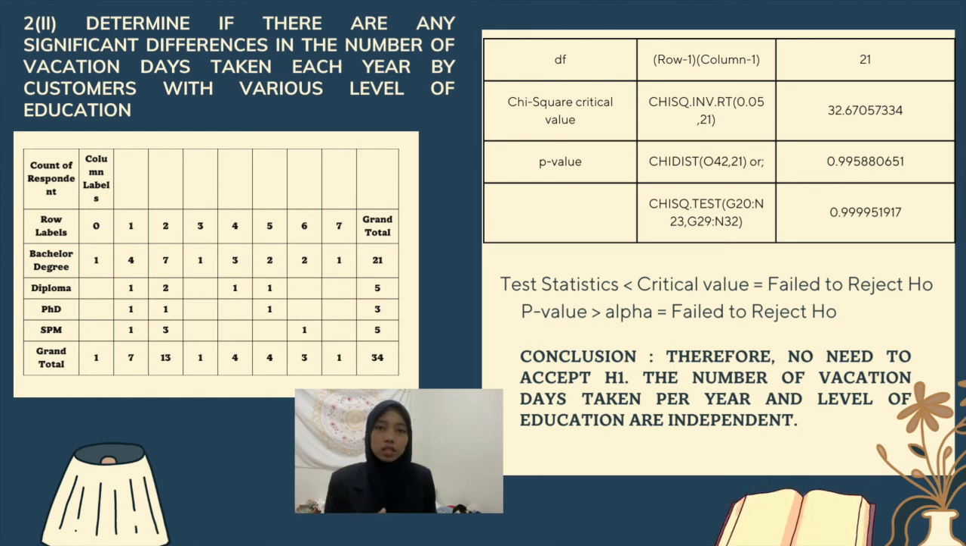In order for you to reject or not reject, you need to compare the test statistic chi-square with chi-square critical value. The test statistic value is lower than critical value, so you fail to reject H0. Next, p-value is greater than alpha, so you also fail to reject H0. In a nutshell, no need to accept H1. Therefore, the numbers of vacation days taken per year and levels of education are independent.